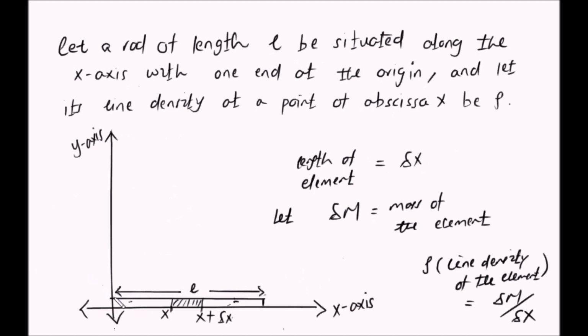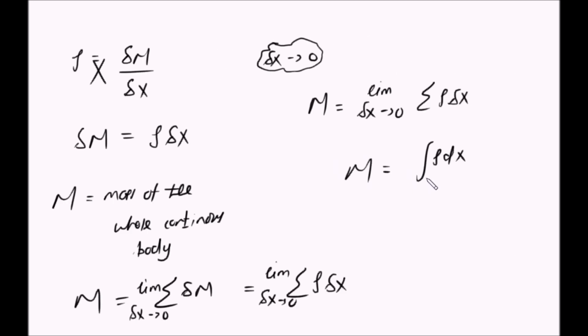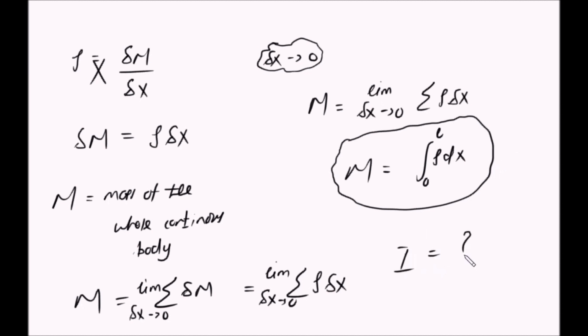Sasa continuous body yetu imeanzia wapi? Imeanzia at the origin at x equals to 0 mpaka at distance L from the y-axis at x equals to L. So this summation is from 0 to L. So this is the mass of the whole body. Lakini sisi tunatafuta the moment of inertia I of the whole body. Naomba niandike tena hapa mass, you integrate from 0 to L rho dx.